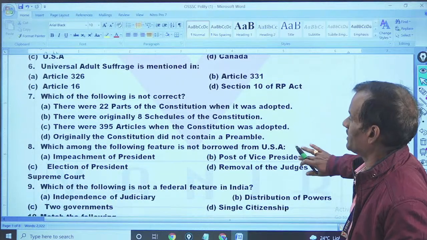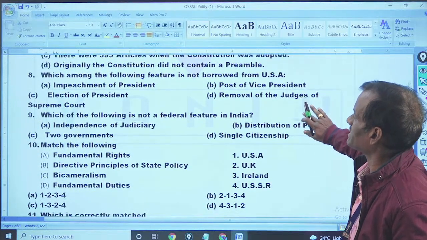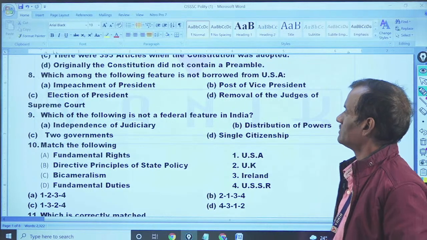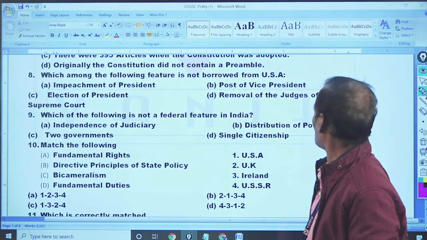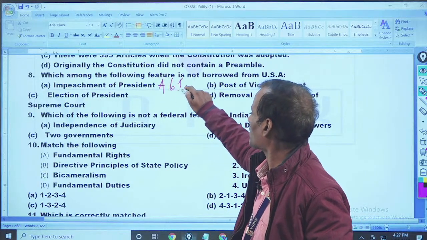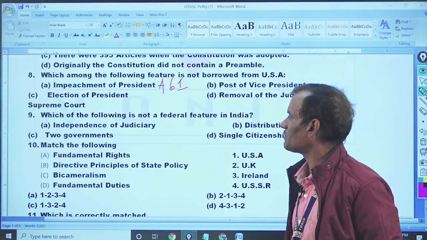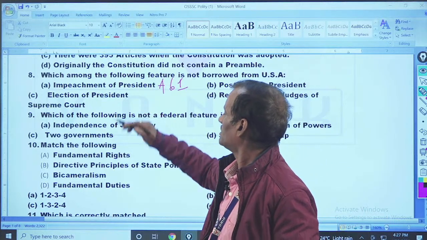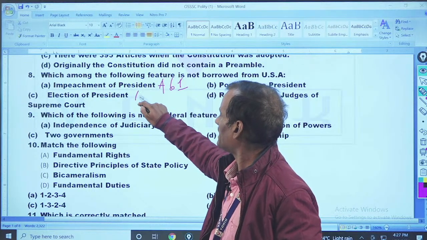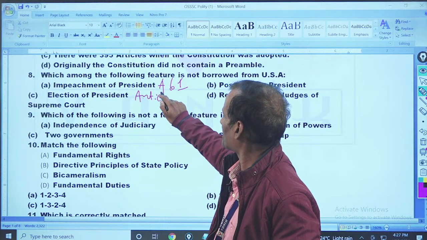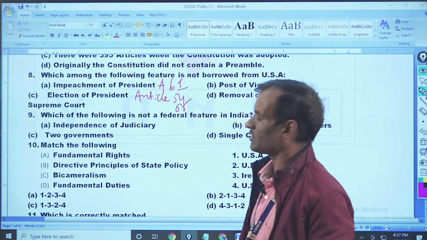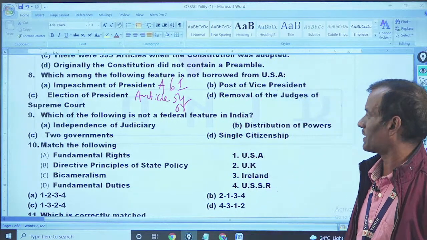Next, 8. Which among the following feature is not borrowed from USA? Impeachment of the president is borrowed from USA and it is found in Article 61 of the Indian Constitution. Election of the president is not borrowed from American Constitution, it is borrowed from Irish Constitution and it is mentioned in Article 54 and 55. 54 is about election, 55 is about the method of election.